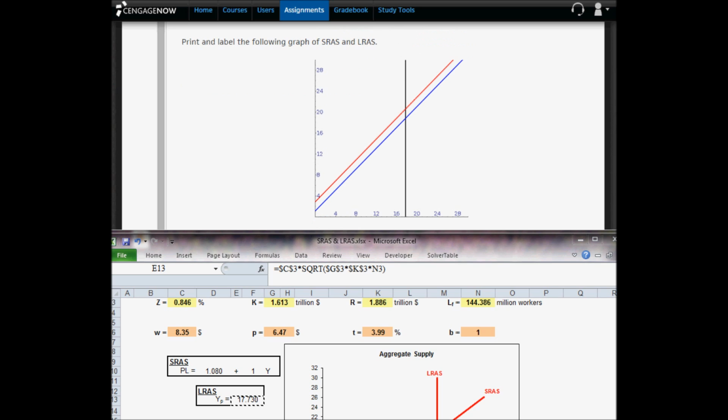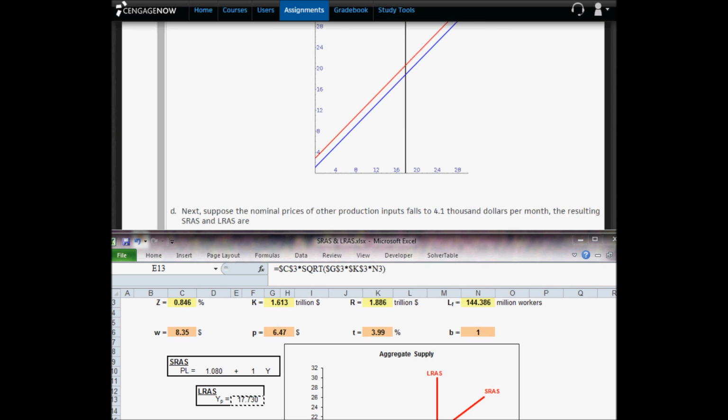The supply side tax rate cut resulted in the red short-run aggregate supply curve. The decline in the nominal wage rate shifted short-run aggregate supply further down. The marginal cost of production falls after wages fall, which increases short-run aggregate supply even more. Meanwhile, long-run aggregate supply is stationary because potential output is not affected by nominal changes to wages.